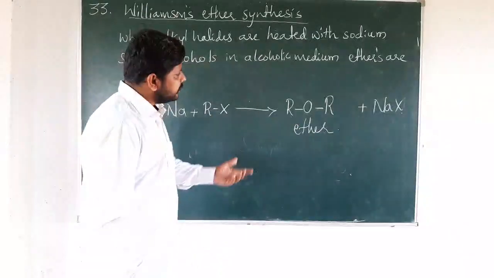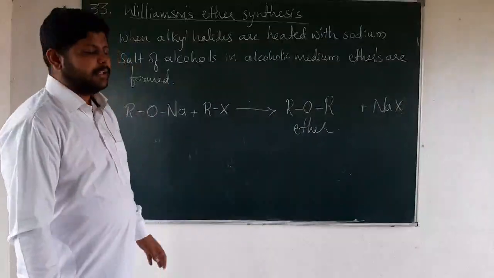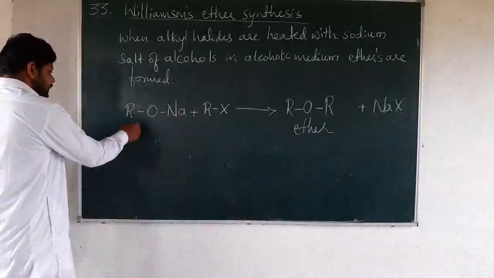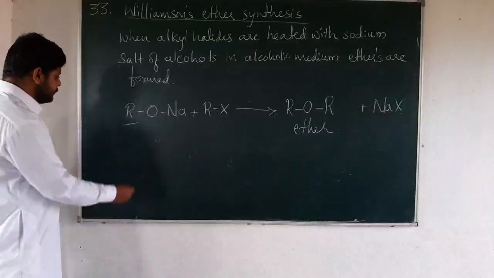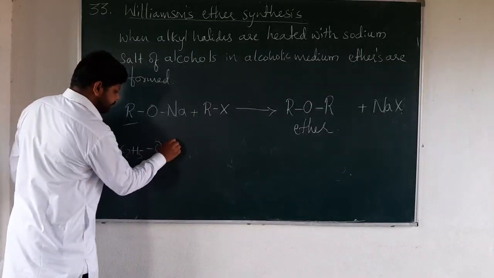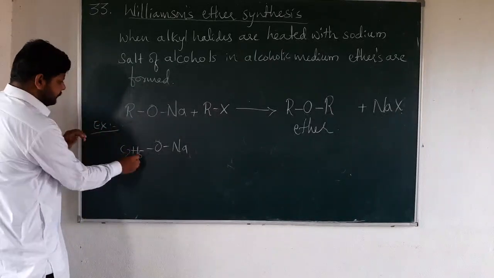You can also take an example. I have written only the general equation. If an example is particularly asked, you can write an example. In the place of R you can write C2H5. I will just write an example, C2H5ONa.